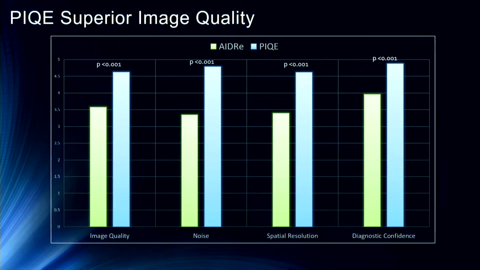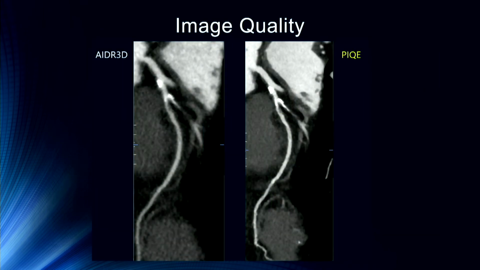So on this graph, the green on the left hand is the standard recon. On the right side is the super resolution deep learning reconstruction. And in every image category, whether it's image quality, image noise, spatial resolution, or diagnostic confidence, there's a significant improvement in the image quality. So let me give you a couple examples. Here, for all these images, the left is a standard image. On the right is the new super resolution image. The images are a lot sharper.